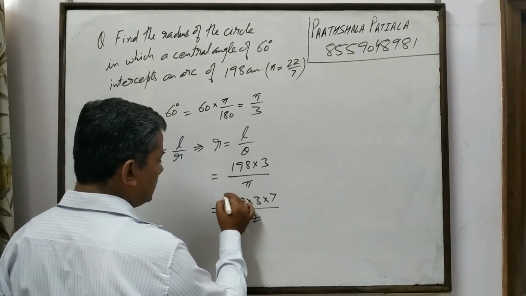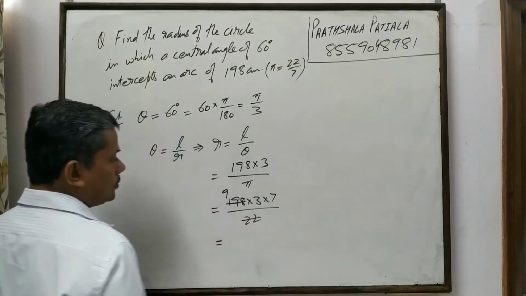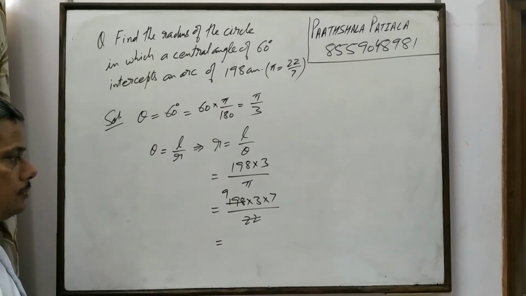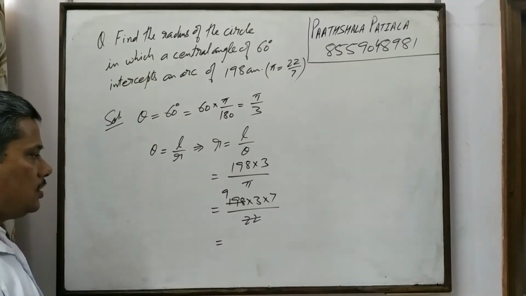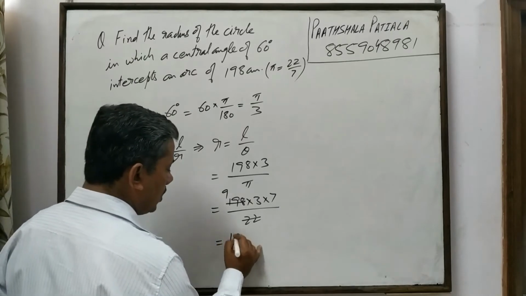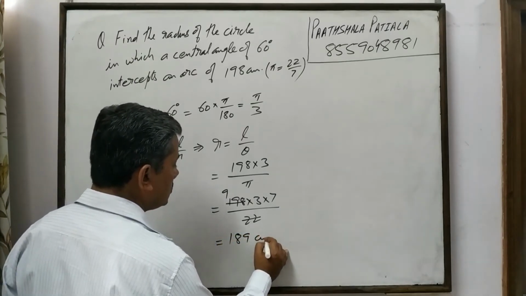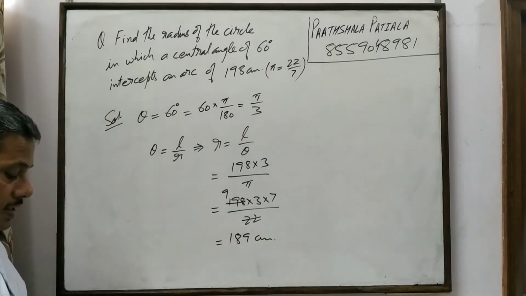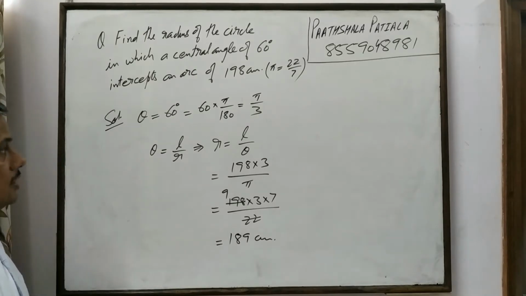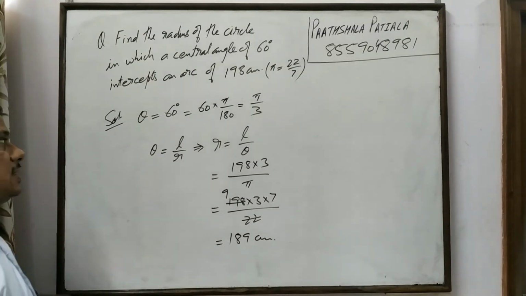22 nines are 198. So 9 into 7 into 3, 63 into 3, 189 centimeter. So your radius is 189 centimeter. See, quite easy thing to do.